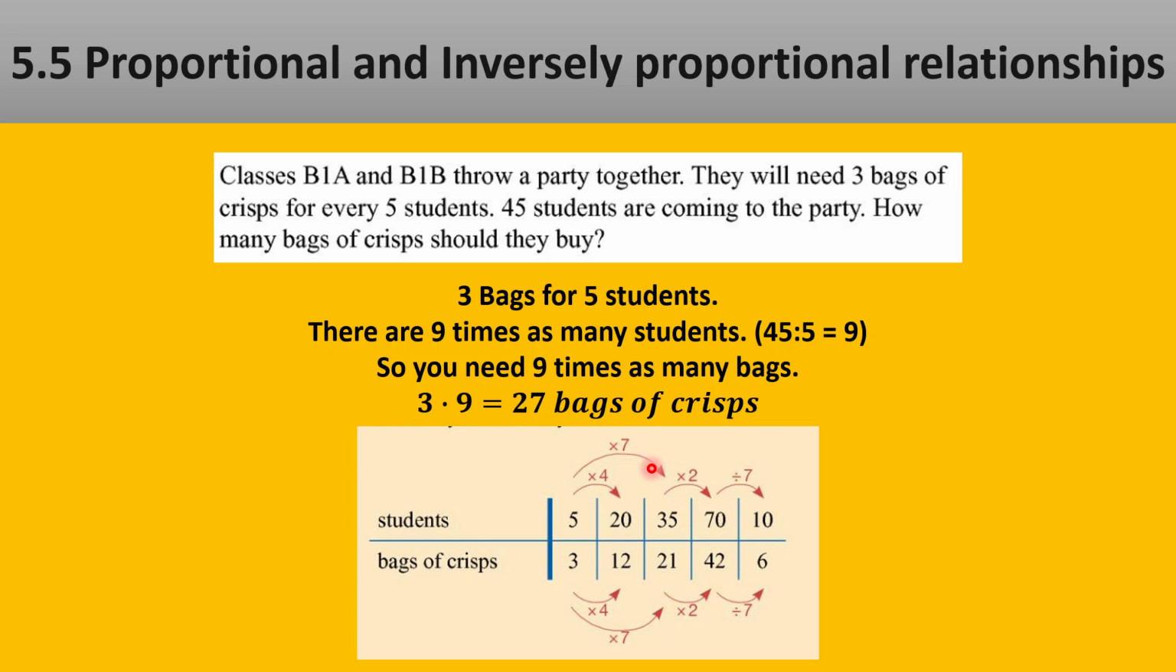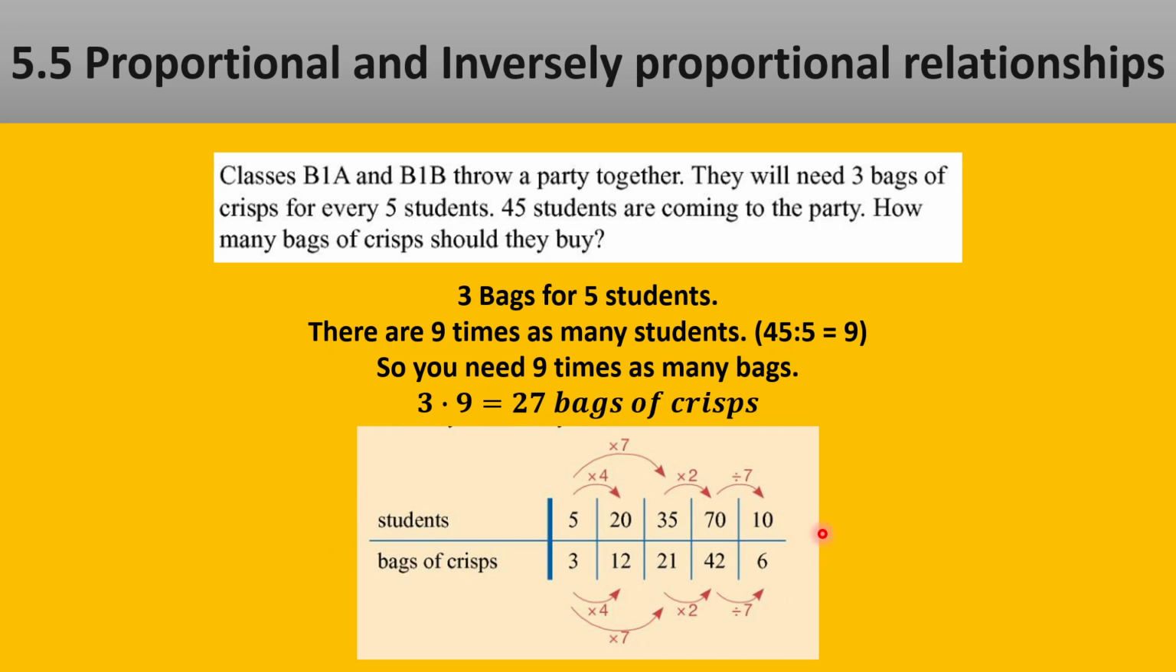And actually, I can use this to calculate how many bags of crisps I need for a lot of different so-called proportions, or ratios, you could call them in English. If I have 4 times as many students, I need 4 times as many bags of crisps. If I have 7 times as much, I need 7 times as many bags of crisps. Here, if I start with 35 and I get double as much, I double the amount of bags of crisps as well. If I have 7 times less, that's the same as dividing by 7, then I need 7 times fewer bags of crisps as well.